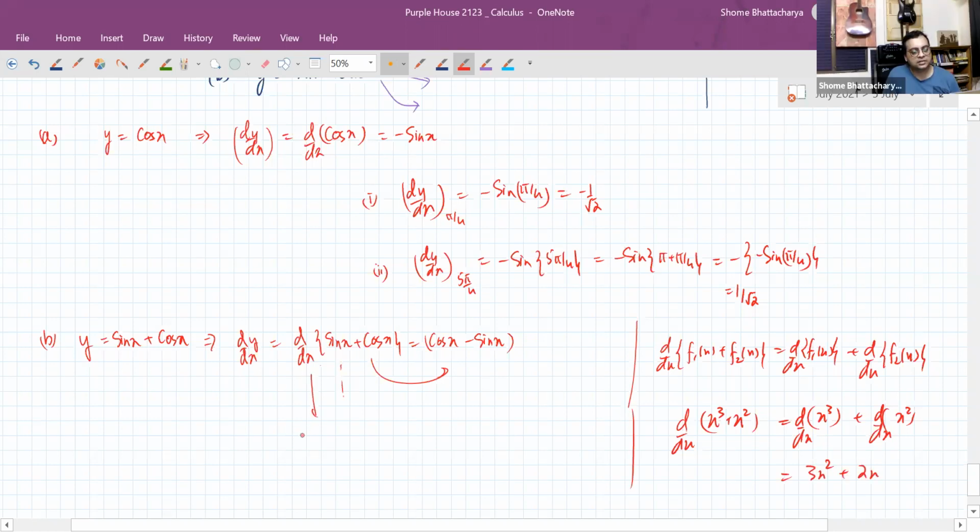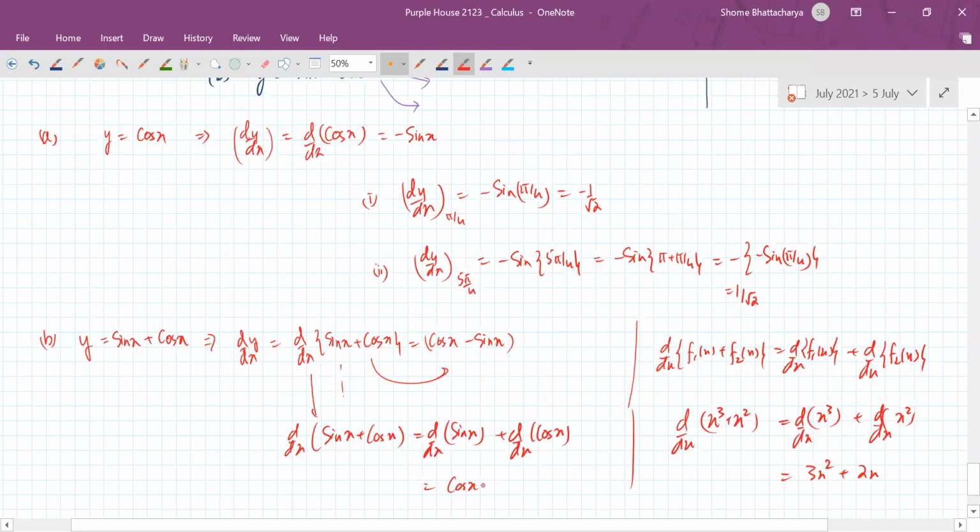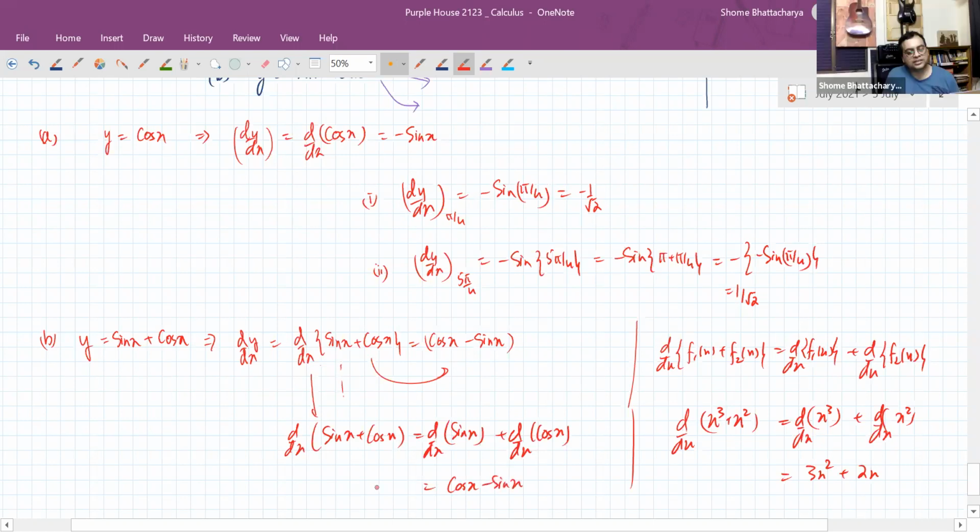So this differentiation of sine plus cos will become differentiation of sine separately plus differentiation of cos. Now we go back to the formula. So differentiation of sine is cos, but differentiation of cos is minus sine. So what is the derivative of our function now? The derivative of our function is this thing. So for this function, the derivative is this.